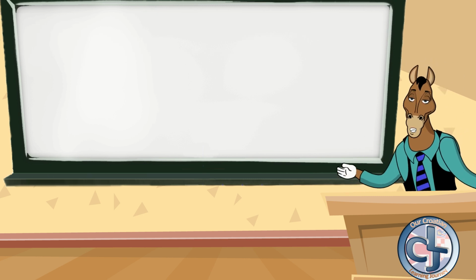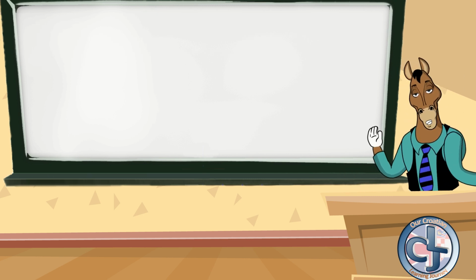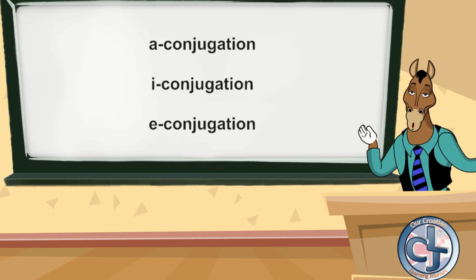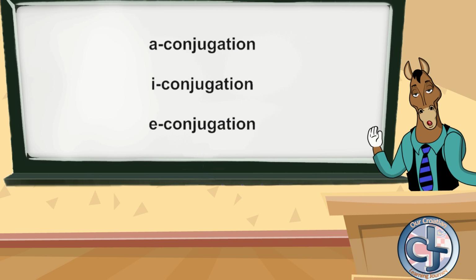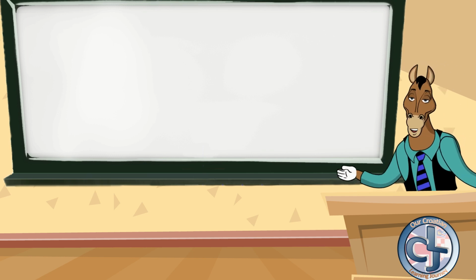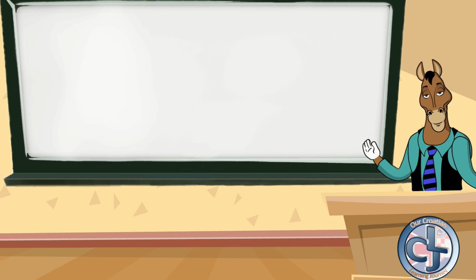In Croatian, there are 16 verb types, and they fall into the following three categories: A conjugation, I conjugation, and E conjugation. To try and make this a little less confusing, we'll divide these over a couple of videos and separate them out in their parts.